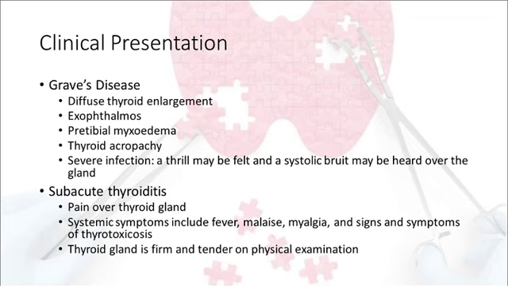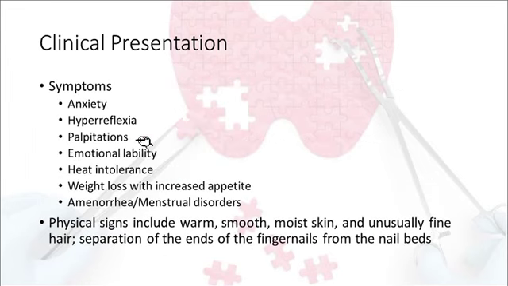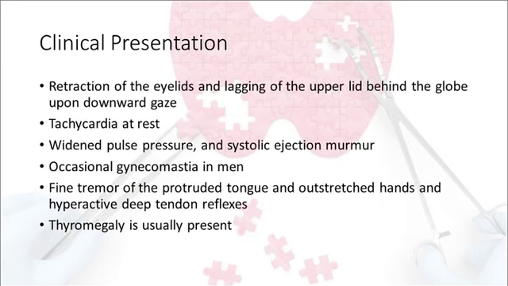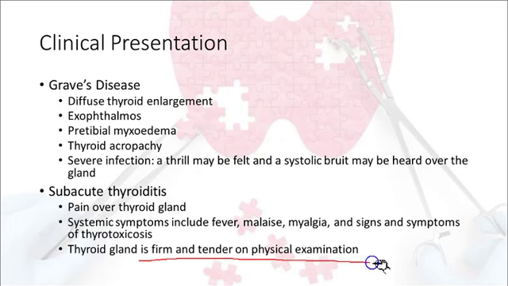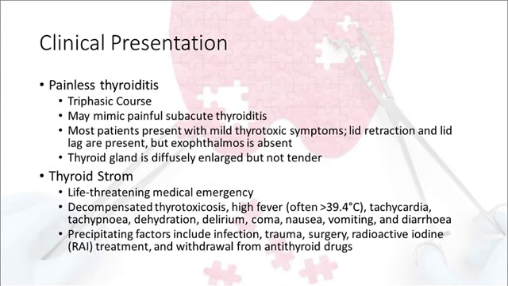In terms of subacute or painful de Quervain's thyroiditis, usually the pain will be over the thyroid gland itself, and the systemic symptoms will include a fever, malaise, myalgia, and there will also be signs and symptoms of thyrotoxicosis, such as, for example, tachycardia at rest, widening pulse pressures, retraction of the eyelid, and even hyperreflexia, palpitations, heat intolerance, emotional lability, weight loss, etc. The thyroid gland is generally firm and tender on physical examination of these patients, and remember, we've already discussed how to examine the neck before.